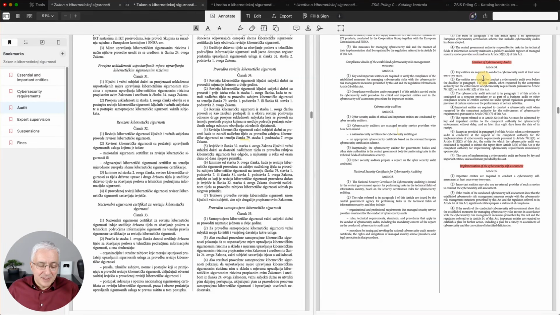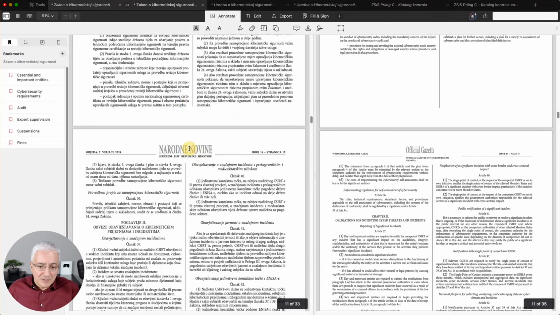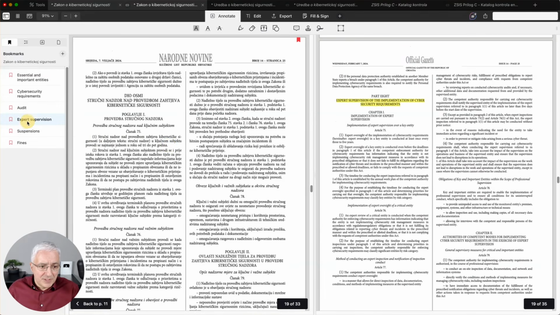This basically means that these requirements are something that are on top of these European documents, the European NIS2 directive and this CIR 2024-2690. So these are the requirements that are specific for Croatia. Anyway, when we scroll further, let me show you this expert supervision.